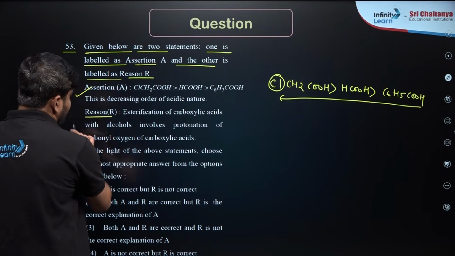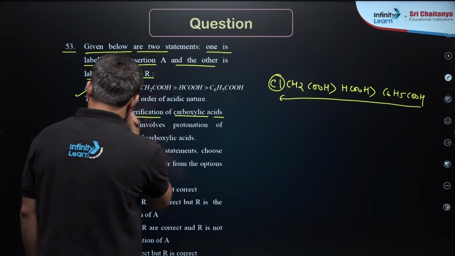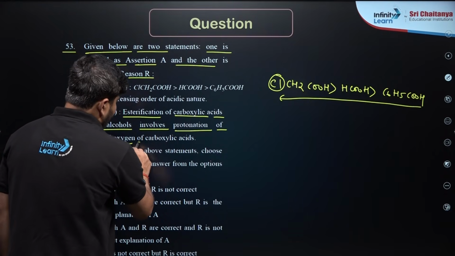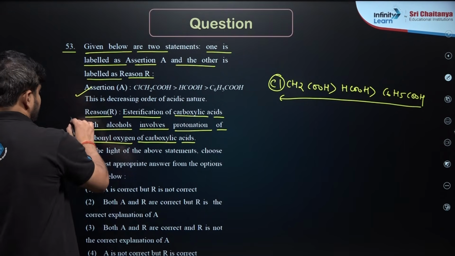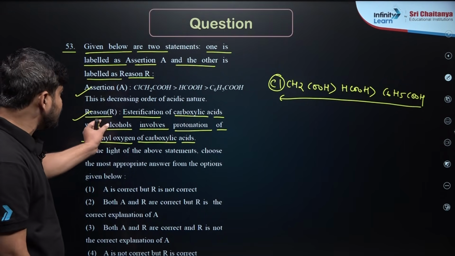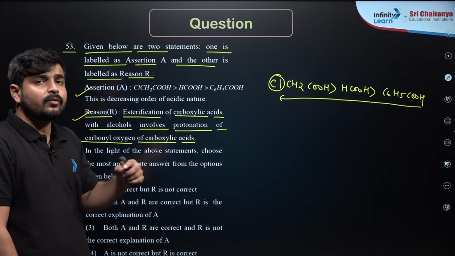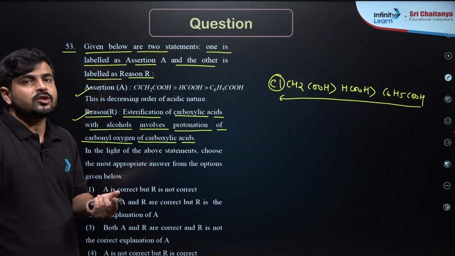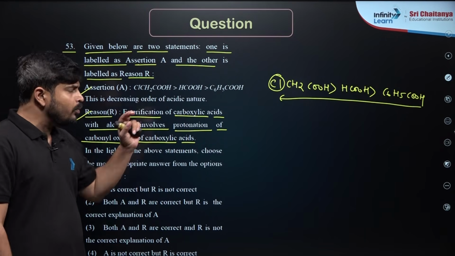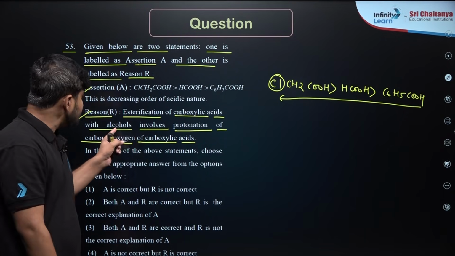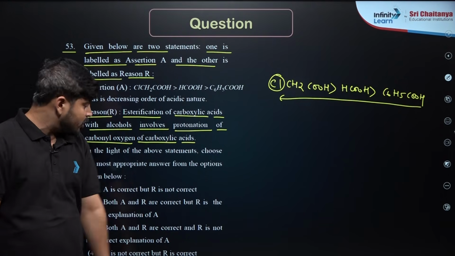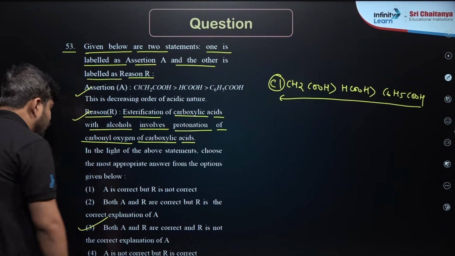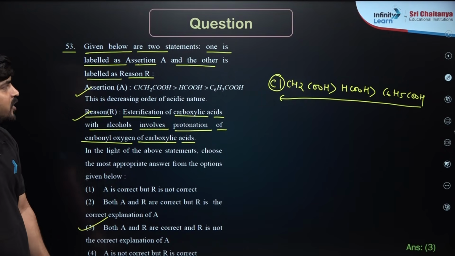And now the reason: esterification of carboxylic acid with alcohol involves protonation of the carbonyl oxygen of the carboxylic acid. Yes, this is also a correct statement, meaning both statements are correct, but this esterification is not going to justify the acidic nature of the given compounds from any side, okay. So it is not going to explain anything about this. So what we can say, both statements are okay, but the reason is not the correct explanation of the assertion, okay. So both statements are correct but R is not the correct explanation of A, okay. So the third one is the correct answer of this question, please remember this one.